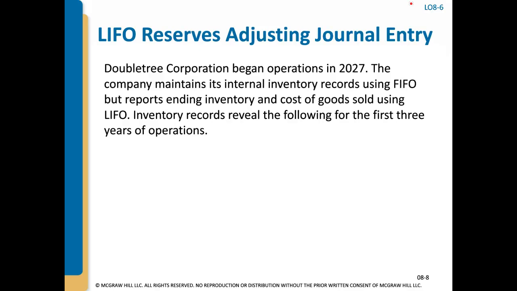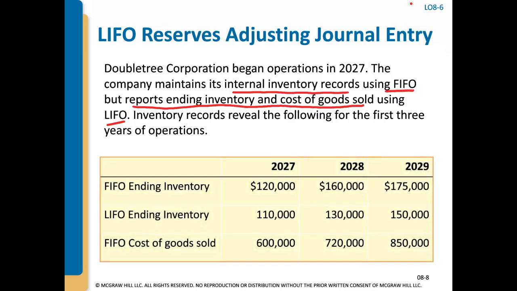DoubleTree Corporation began operations in 2027. The company maintains its internal inventory records using FIFO, but reports the inventory and cost of goods sold on LIFO. So internal is FIFO, external is LIFO. And here's the inventory information we're given for the first 3 years of operation. Here's your FIFO ending inventory, LIFO ending inventory, and your FIFO cost of goods sold.